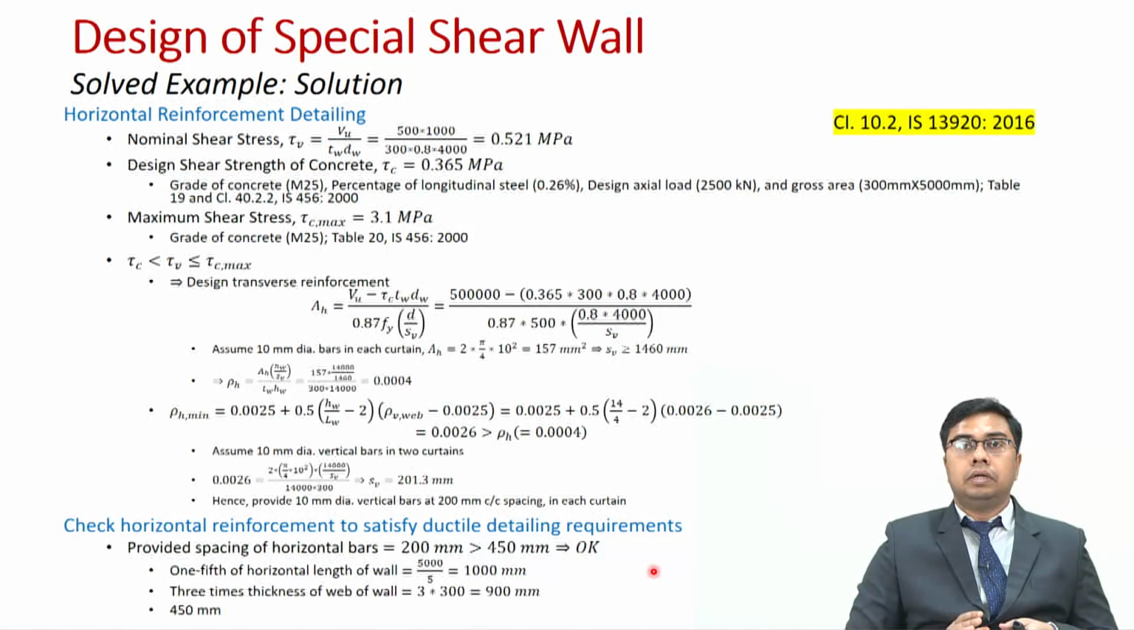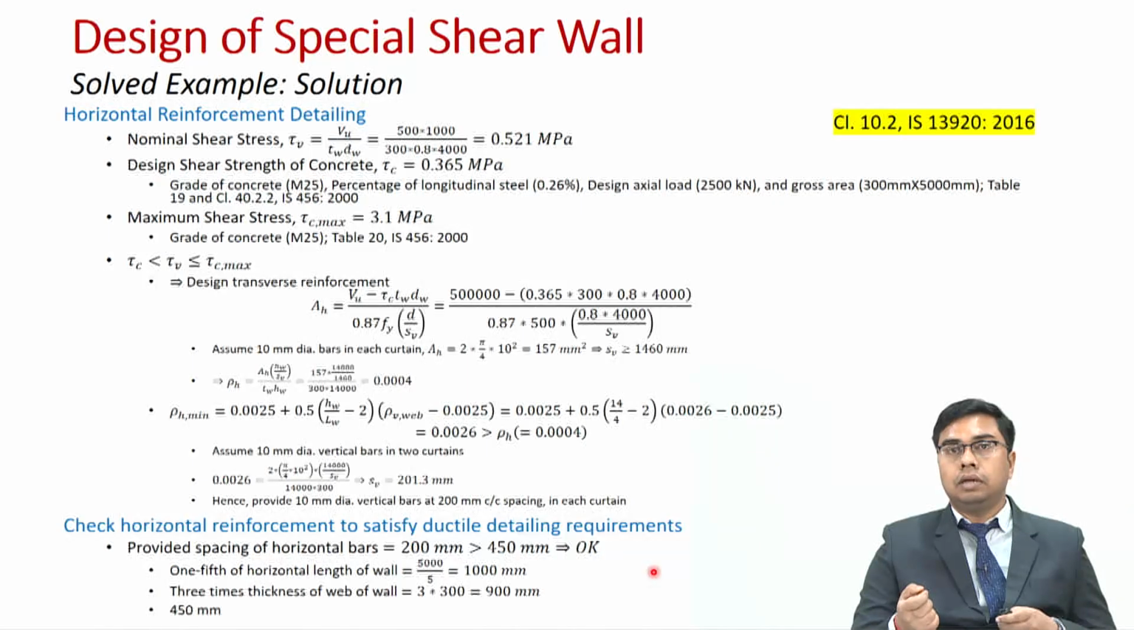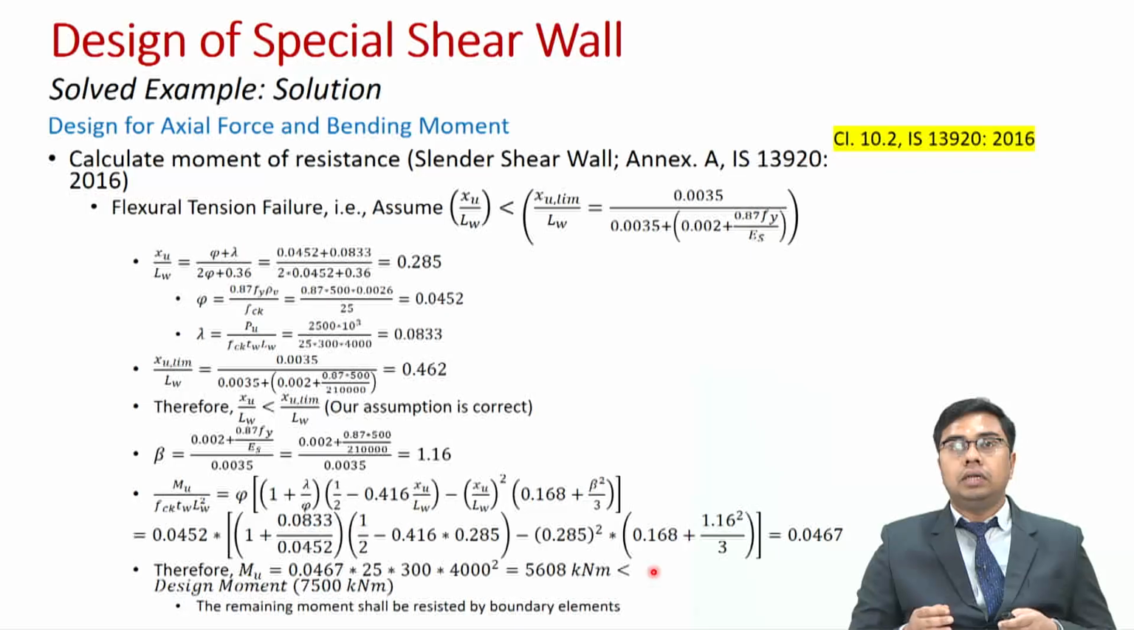Now, once we have obtained the reinforcement detailing in the vertical and horizontal directions, it is time that we also run a check or design the shear wall for axial force and bending moment. So, under the action of axial force and bending moment, the special shear walls can fail in two modes.